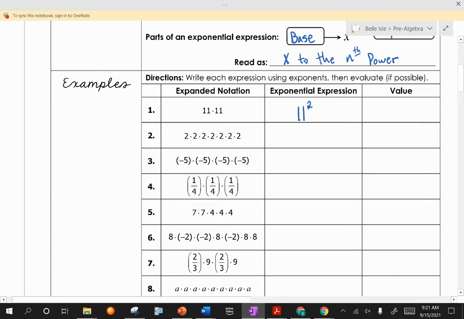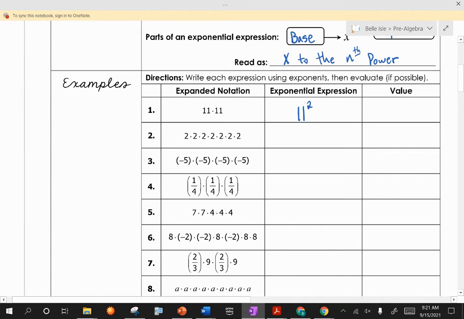To the second power, we could also call that what? Do we know? It's not something I would expect you to know. I'm just seeing if anybody does. Squared. Okay, so we'd call it 11 squared. And all that means is that you are multiplying 11 by itself twice. So what is the value of 11 times 11?